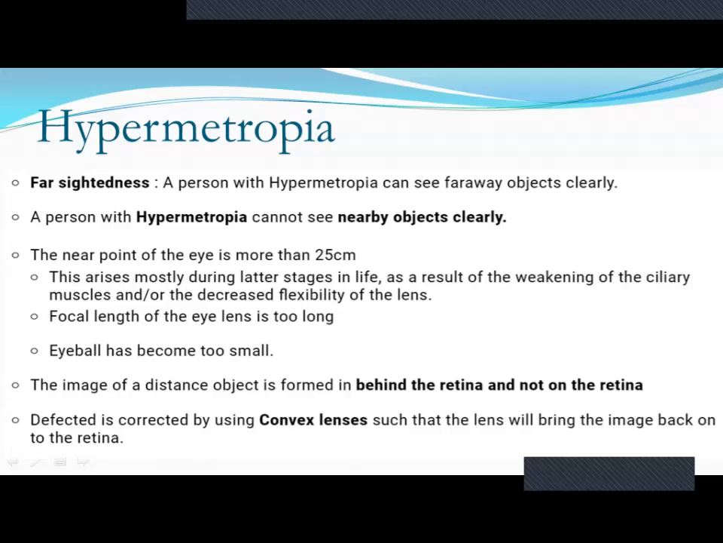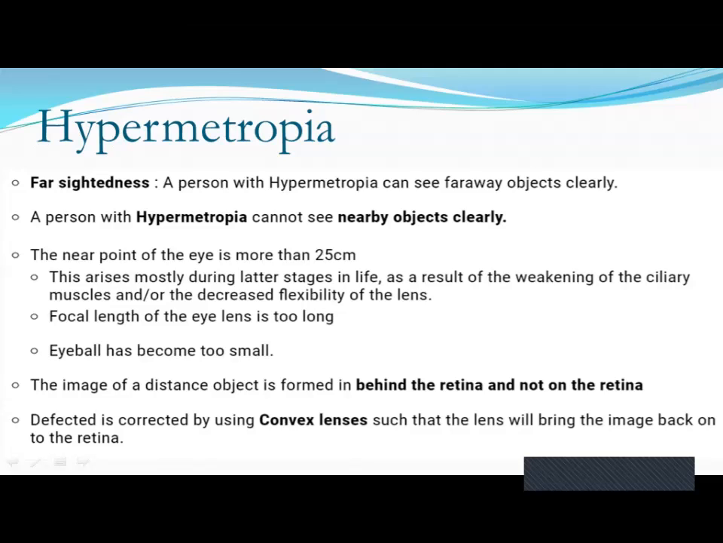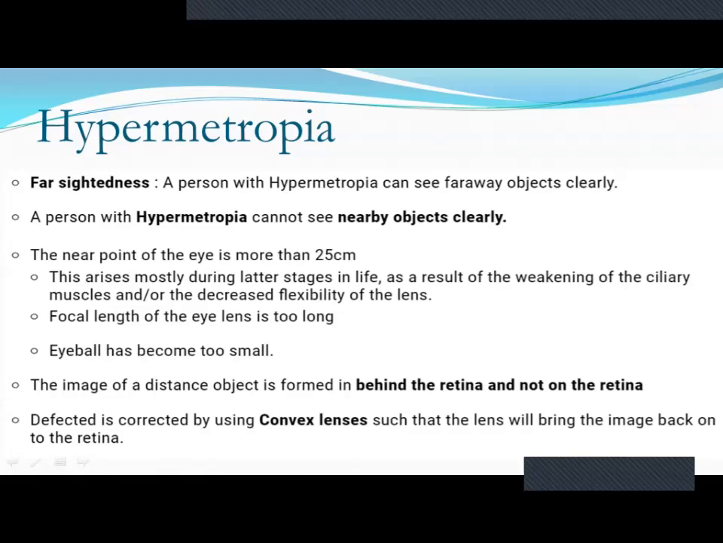Okay, and the image of the distant object is formed behind the retina and not on the retina. Behind the retina, not on the retina. Okay, behind the retina. That means, what is the problem in myopia? It is straight opposite to that. In myopia, it is captured in front of the retina. Here, in hypermetropia, it crosses the retina and is captured behind it. So that is the problem which is happening over here. So the defect is corrected by using the convex lens.